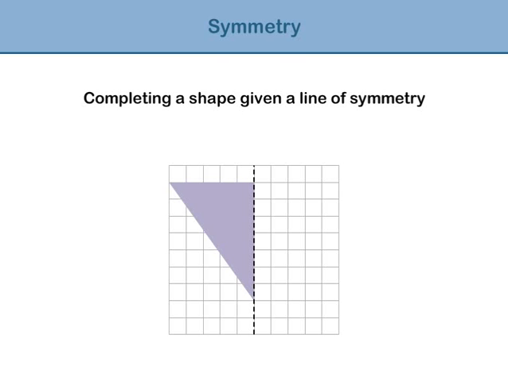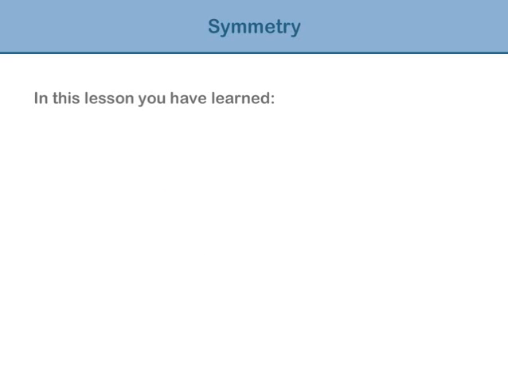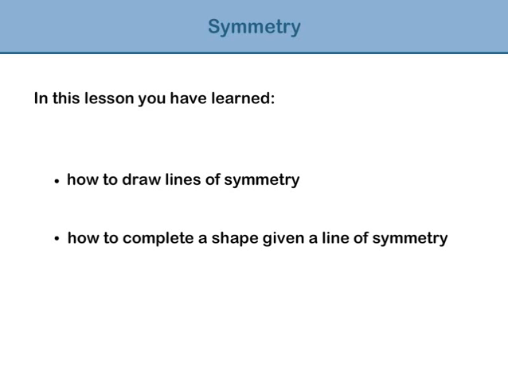The half of the base which we can see is 5 squares to the left of the line of symmetry. Count 5 squares to the right of the line of symmetry and mark a point. Then, join up the sides to complete the shape. Notice that the solution is an isosceles triangle. In this lesson, you have learned how to draw in lines of symmetry, and also how to complete a shape given a line of symmetry.